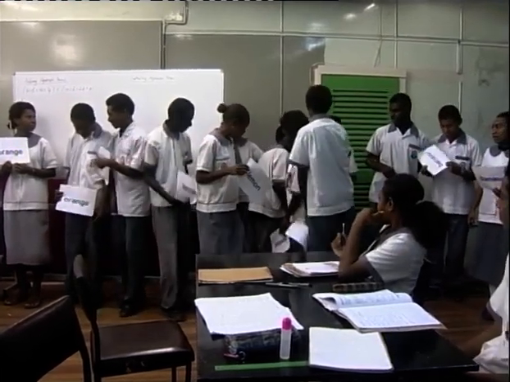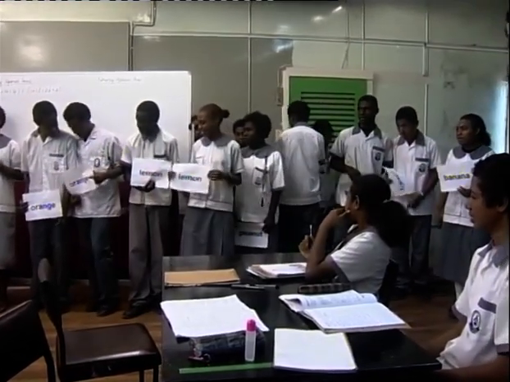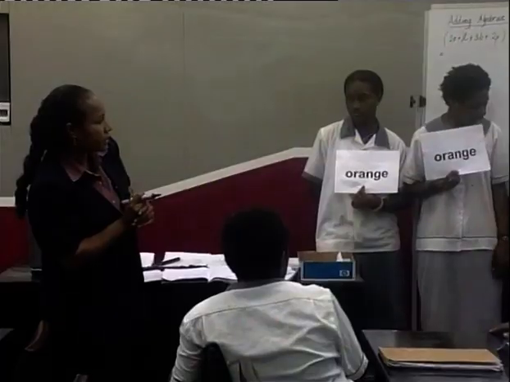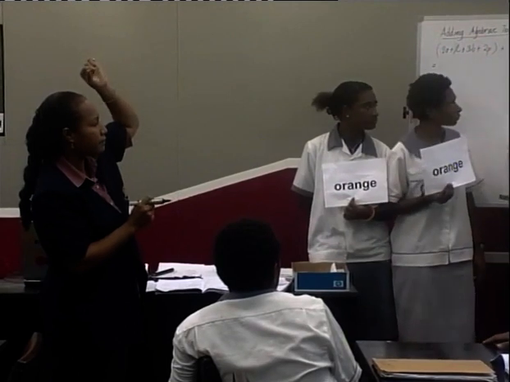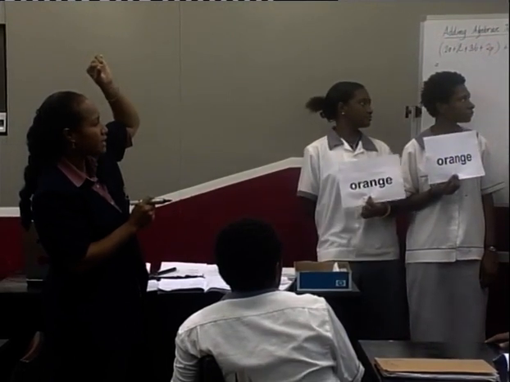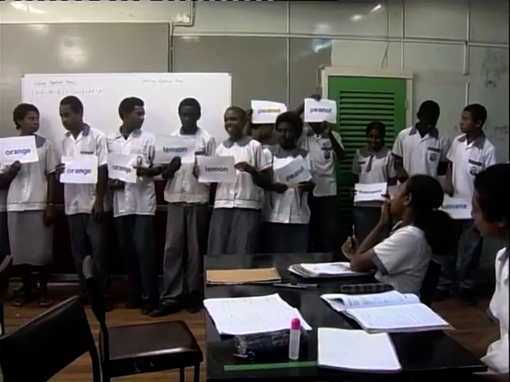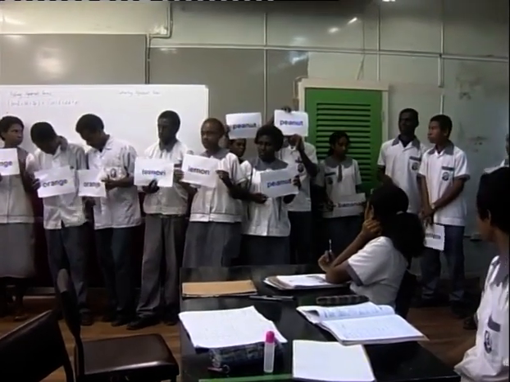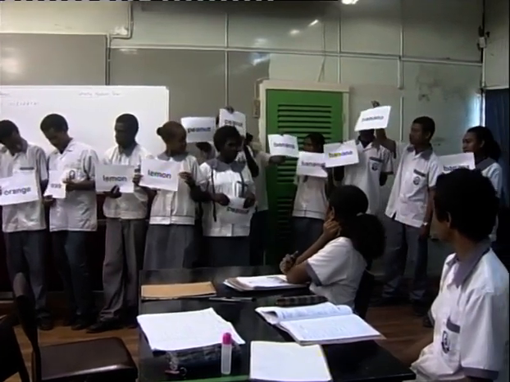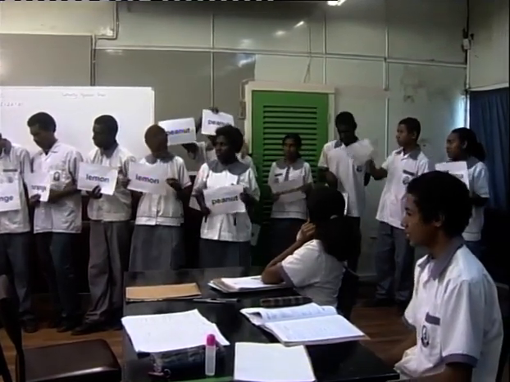Okay. All right, so Peter said 4 oranges, 2 lemons. How many peanuts? Those ones at the back, lift your cards up. How many peanuts, class? 3 peanuts. And how many bananas? 5 bananas. Very good. All right, good.